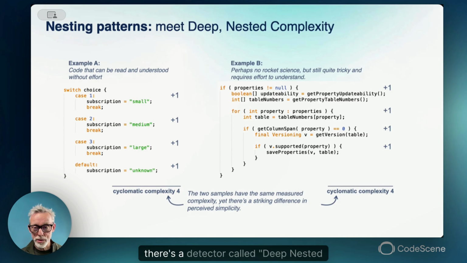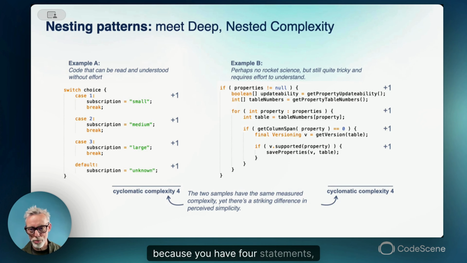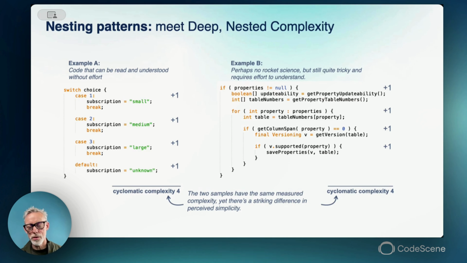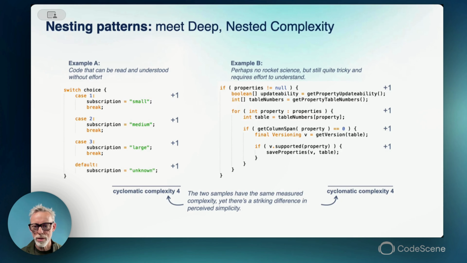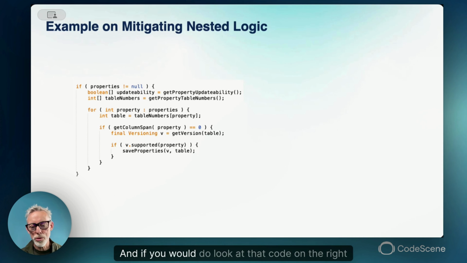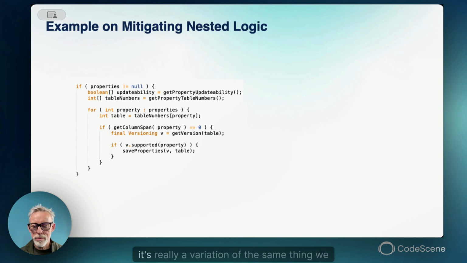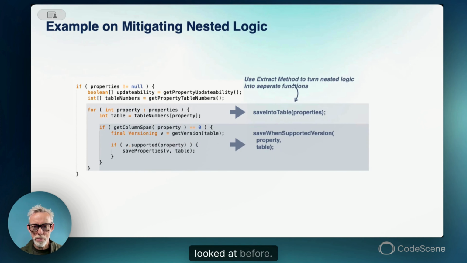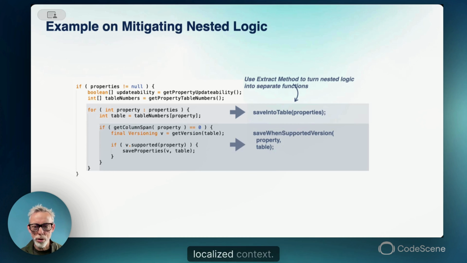In this case, there's a detector called deep nested complexity, which would score lower for the code on the right, because you have for statements and if statements inside one another, making that much more complex. And if you would look at that code on the right and try to make it simpler, well, it's really a variation of the same thing we looked at before. Extract something, give it a name, and make it possible to do changes in a much more localized context.